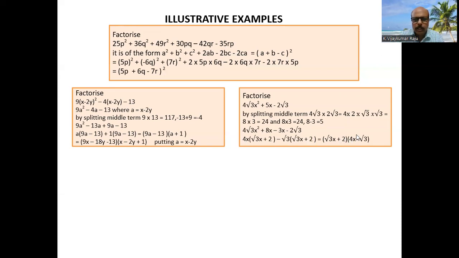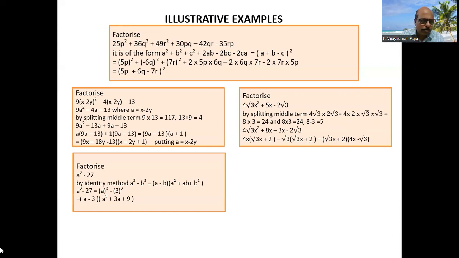4x minus root 3. This will be your question. Okay, so that will be the answer. Now, a raised to 3 minus 27. a raised to 3 minus b raised to 3, with the identity method, it is a cubed minus b cubed.